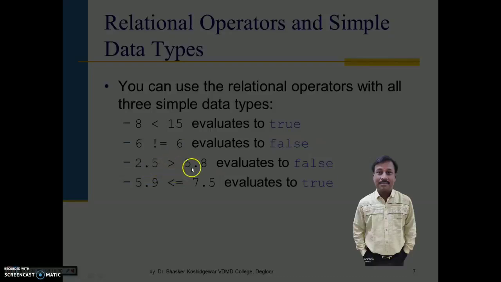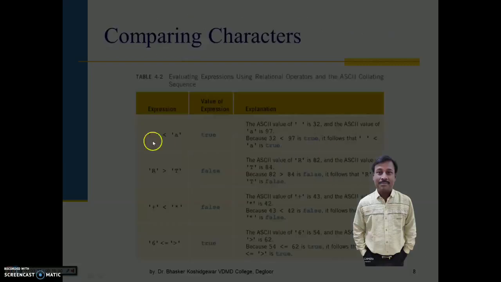-2.5 is greater than 5.8. There are 2 real numbers. -2.5 is greater than 5.8: this statement is false. That is called false. -5.9 is less than 7.5: the statement evaluates to true. That is called a true statement.